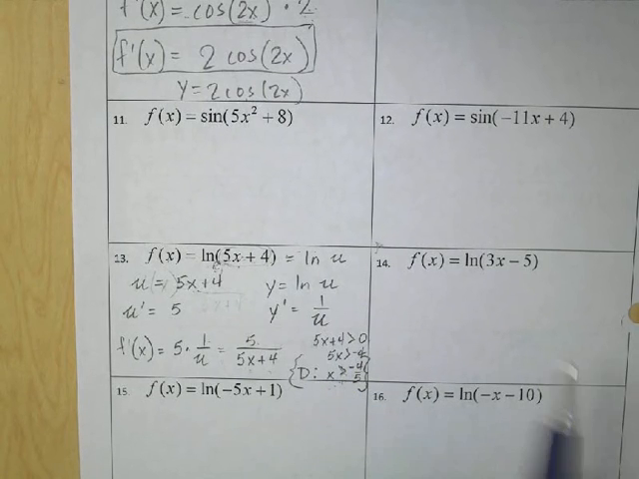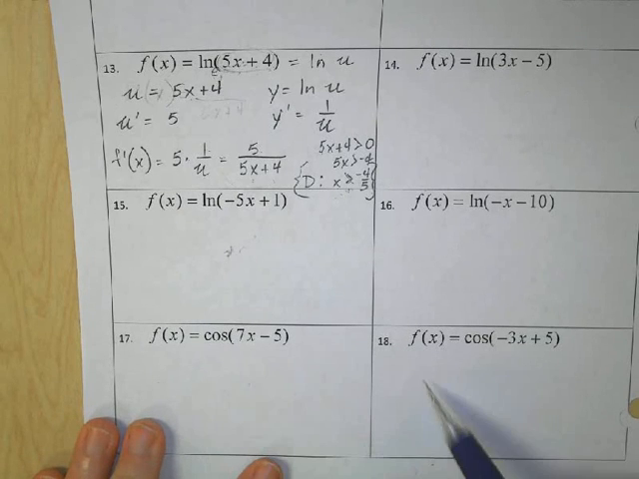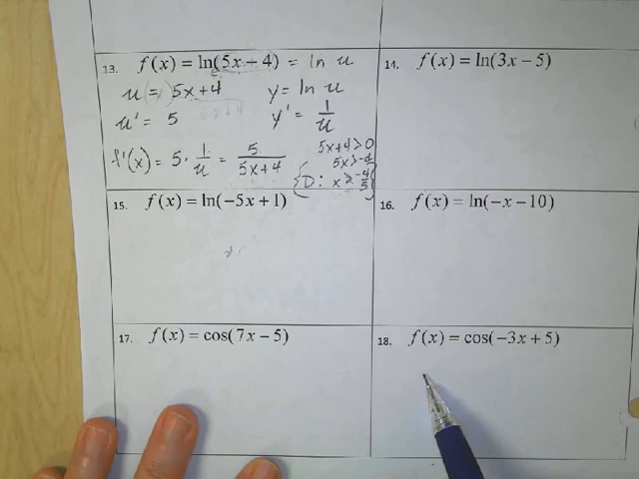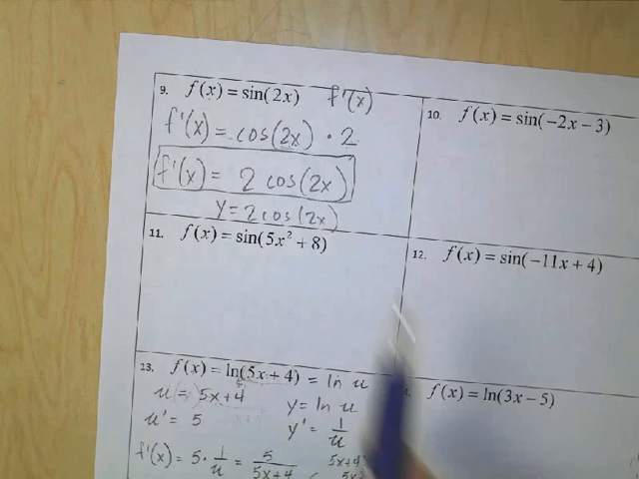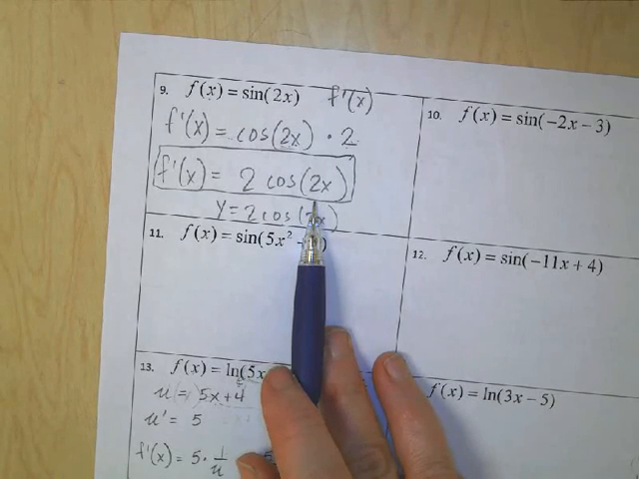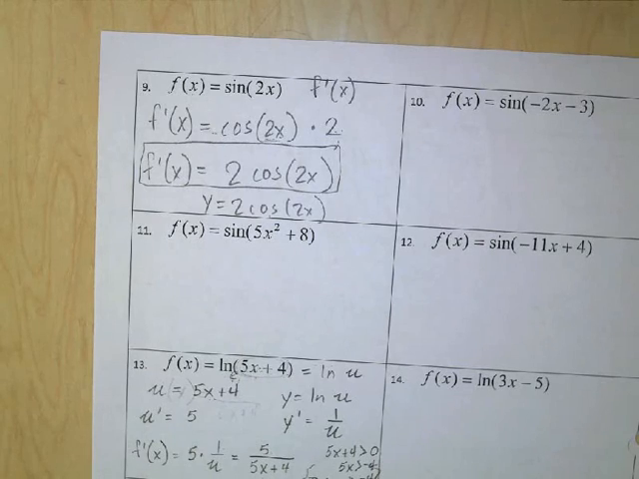Same idea for the rest of these. Numbers 17 and 18 are cosine. We already went over the derivative for cosine, so you solve these the same way that you solved this one up here. I hope that helped.